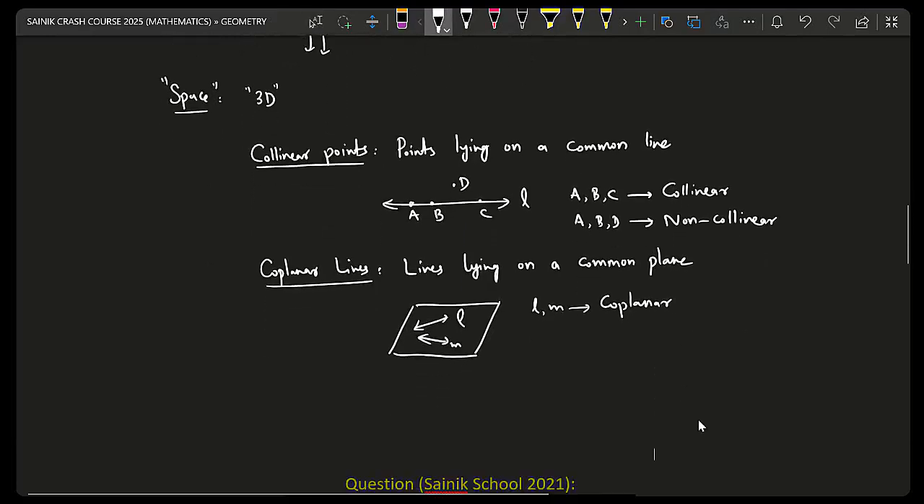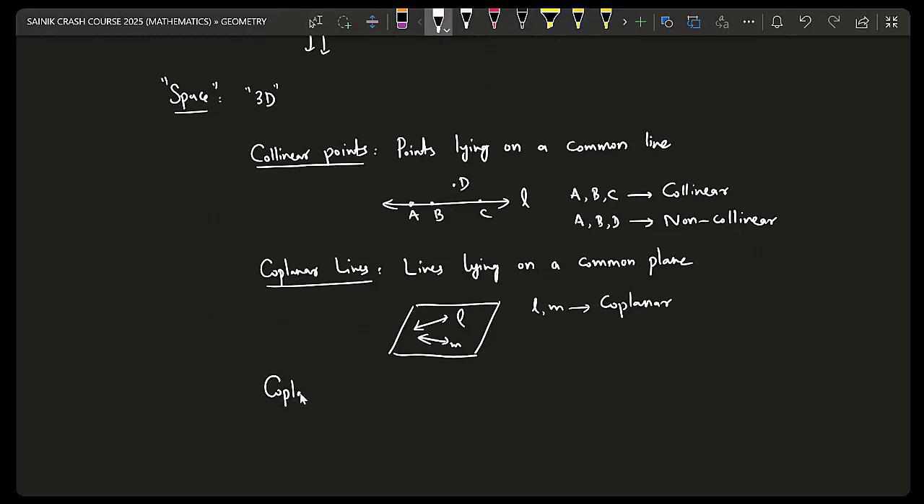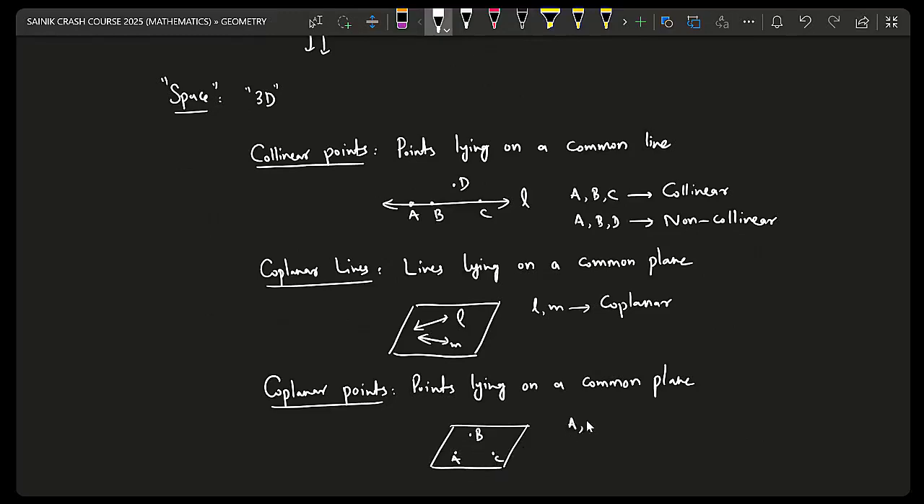Just as we have coplanar lines, we have coplanar points also. So let's say coplanar points. What do you mean by coplanar points? Points lying on a common plane. So you can say this is a plane and there is a point here, let us say A, B, and C. In this example ABC, in terms of plane, we can say that they are coplanar.